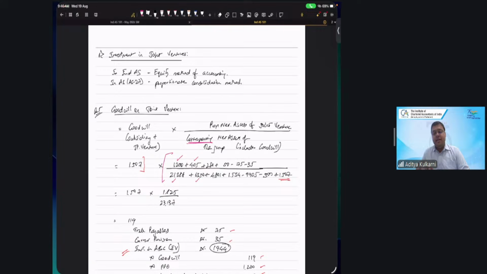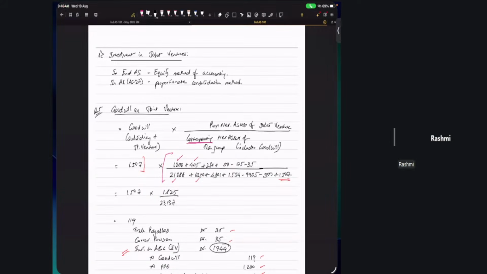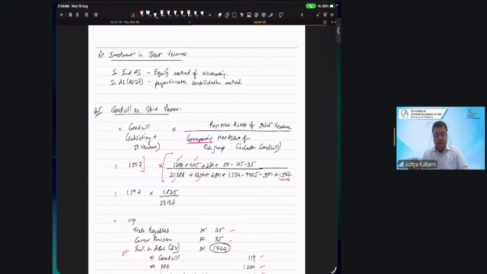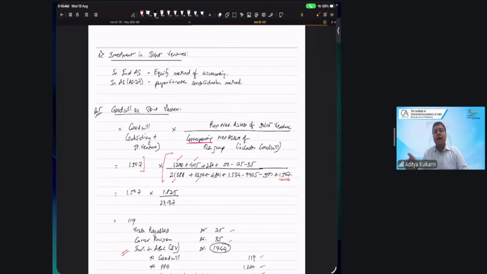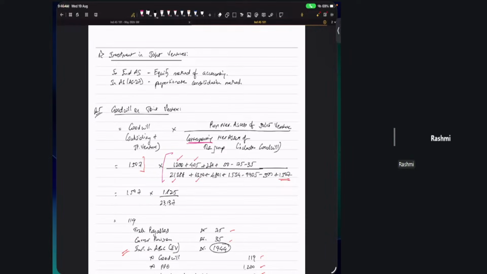Under Ind AS 28, you use equity method of accounting. What is equity method of accounting? Equity method of accounting means in my consolidation, I have investment in joint venture appearing as an asset. To that investment in joint venture, I will add the profit share that is there. That's it. I will not do a line by line consolidation. Is it okay? Yes, sir.